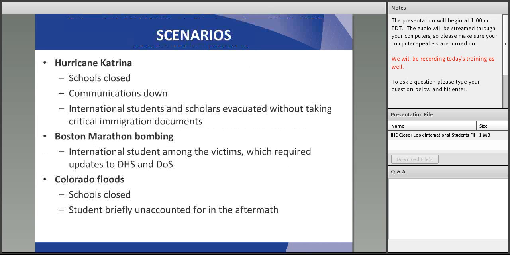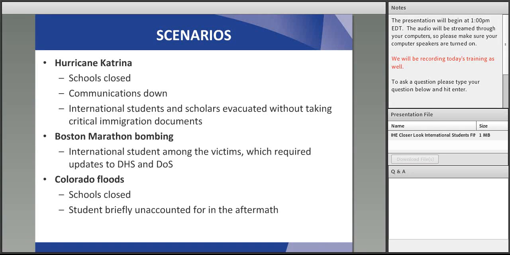Recent examples of both natural and man-made disasters illustrate the importance of incorporating the needs of international students into the emergency management planning process. Hurricane Katrina forced several schools throughout the Gulf Coast region to close, leaving thousands of international students displaced. Many of these students evacuated without taking critical immigration documents with them, which affected their ability to maintain their status. This situation highlighted the need for close communication and coordination between students, schools, and local, state, and federal authorities. A more recent example, the Boston Marathon bombing, also demonstrated the need for timely and appropriate communication.